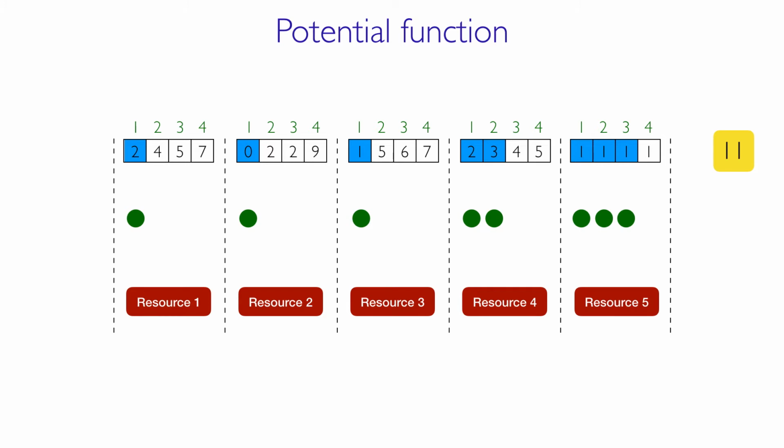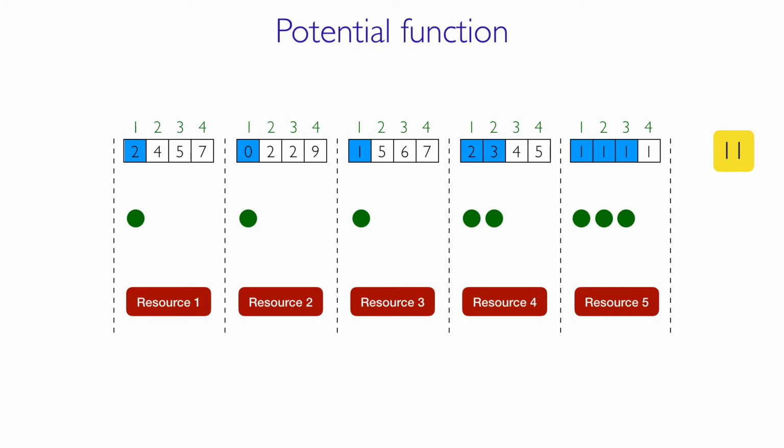Thus, the potential function is given by summing all the costs in blue in the slide. That is, 2 for resource 1, corresponding to only one level of congestion, 0 for resource 2, 1 for resource 3, 2 and 3 for resource 4, and 3 times 1 for resource 5. The total value is 11.